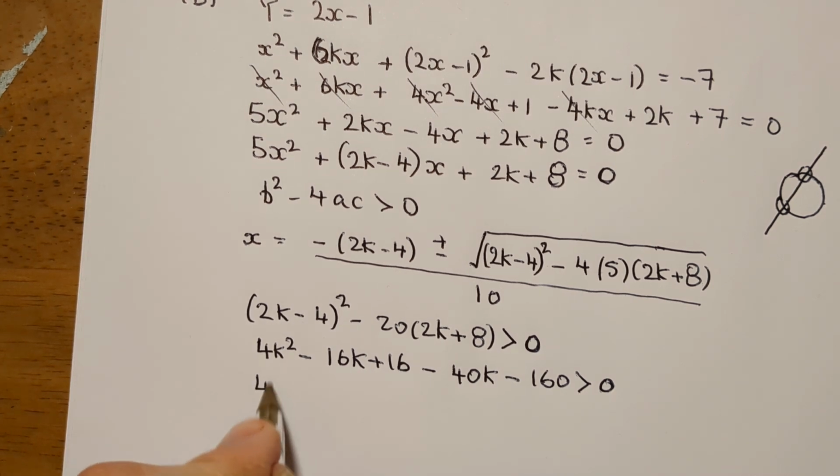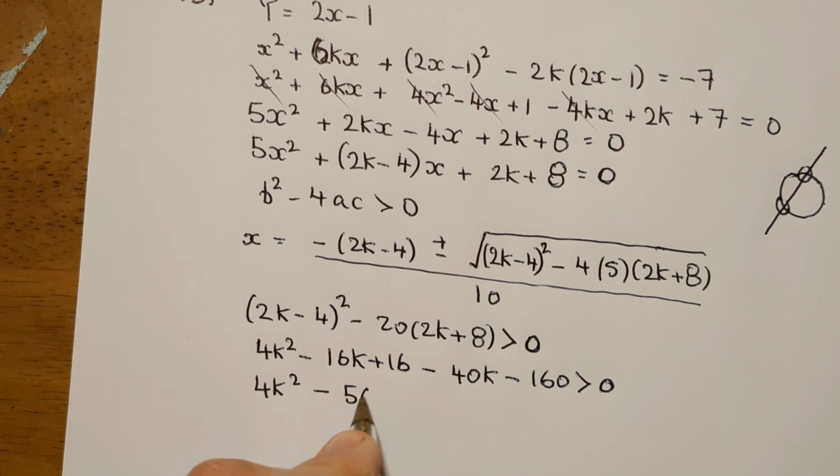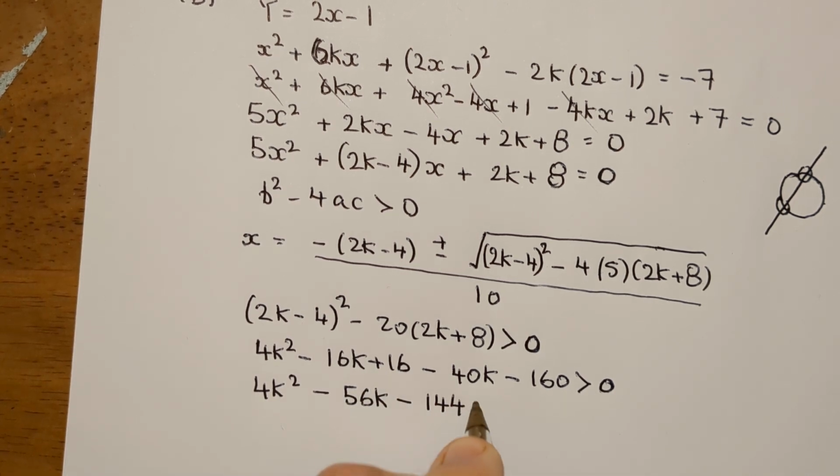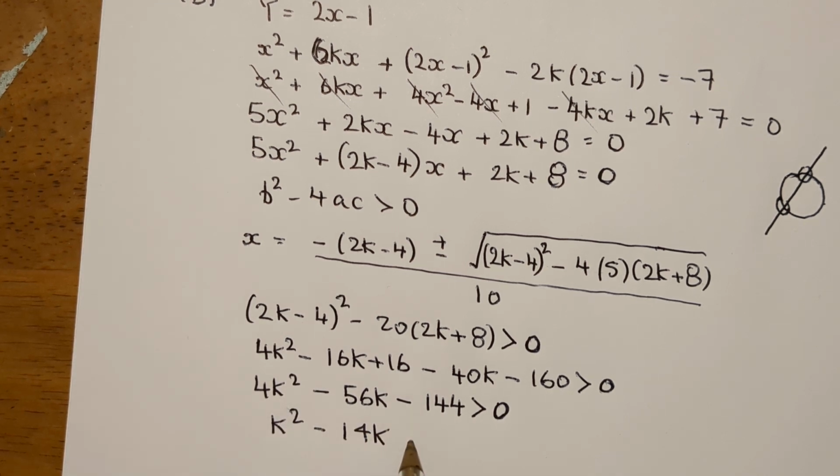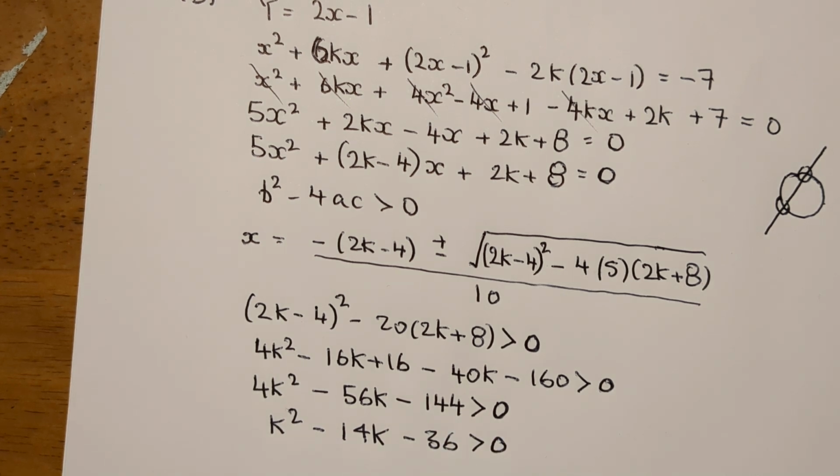So 4k squared minus 56k minus 144 must be greater than 0. Okay, so this is a quadratic inequality. Actually, we can divide through by 4, can't we? Let's quickly do that first of all. So we get k squared minus 14k minus 36 has to be greater than 0. Now we've got to solve this quadratic inequality.